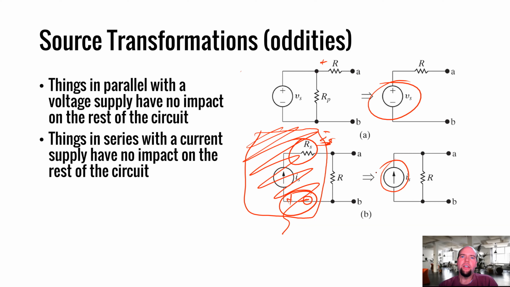And again, for source transformations, we care about resistors in series with voltage supplies and resistors in parallel with current supplies. The cases of resistors in parallel with voltage supplies or resistors in series with current supplies aren't interesting, because they don't impact the rest of the circuit. So if you do see that show up, just ignore it or take it out as a simplification step.